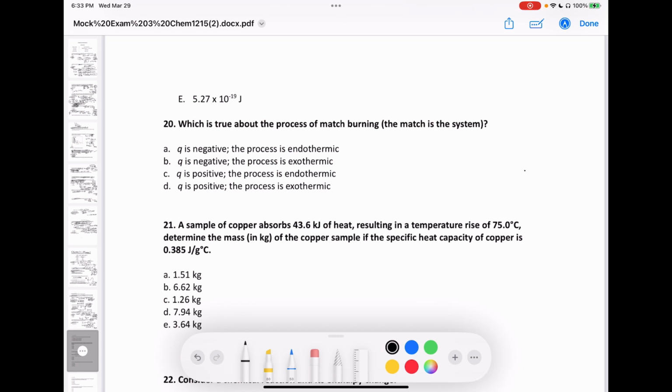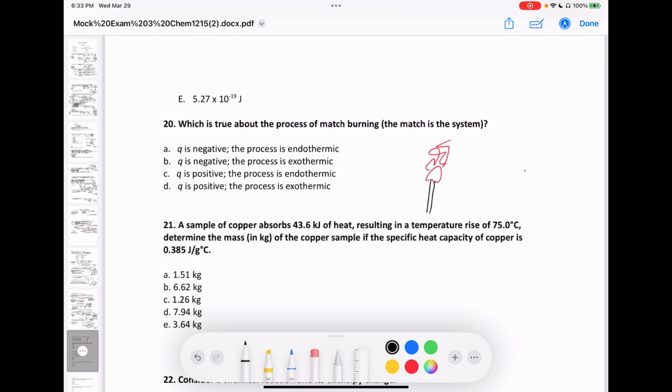What is true about the process of a match burning? The match is the system. So this is like another one of those things where you have to observe the surroundings and then you have to decide what the system is doing. So whenever you, let's try to draw a match real quick. It's gonna look horrible. So whenever the match is burning and you put your finger up to it, right? You're feeling the air, and the air is going to be hot, which means it has gained energy, it's gained heat. So that means the system, the match, has actually lost heat.